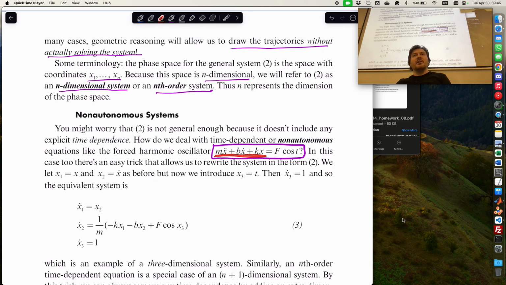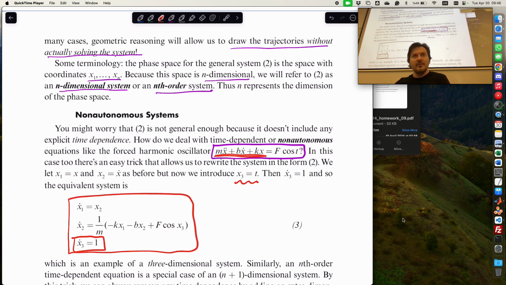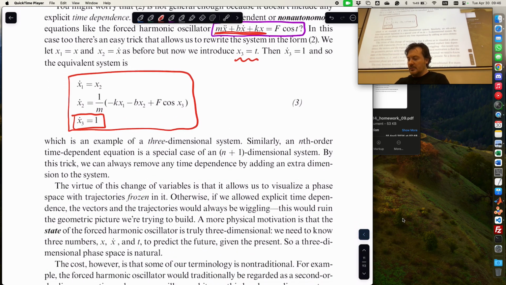These degrees will be very important. You will see in a moment why these degrees matter. So here's the trick: write time as an equation. x3 equals t, which means that x3 dot is 1. There you go. You have a three-dimensional autonomous system. Does it make sense? Yes? Good. All right.